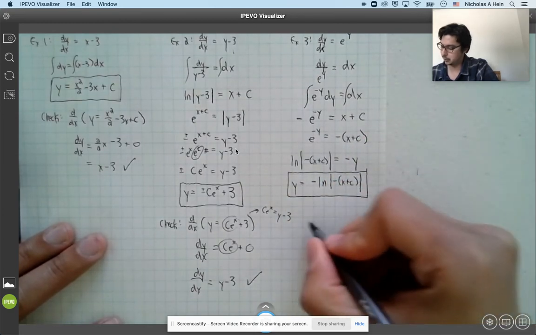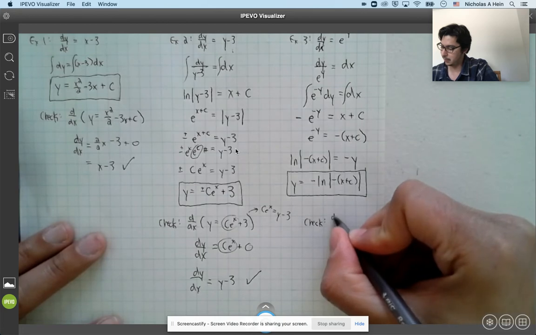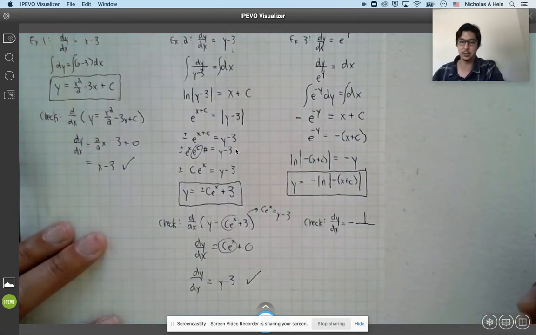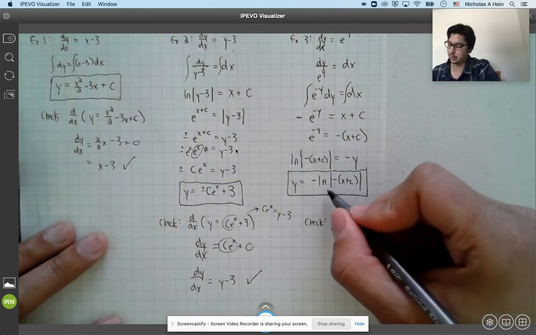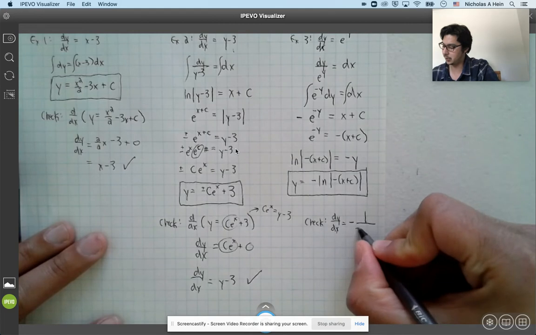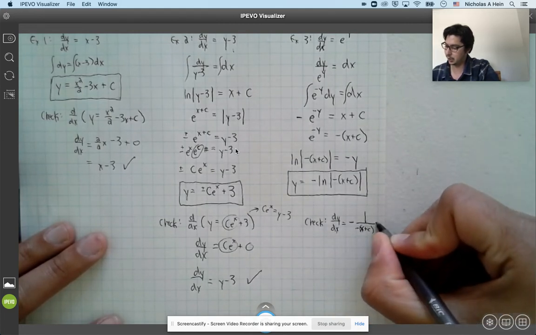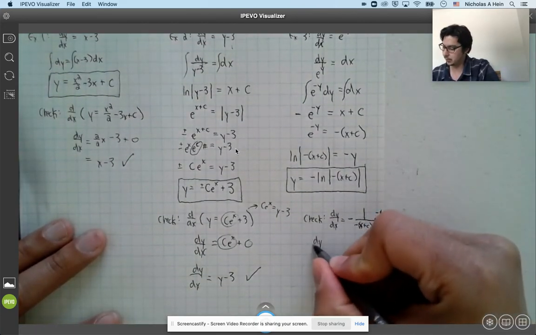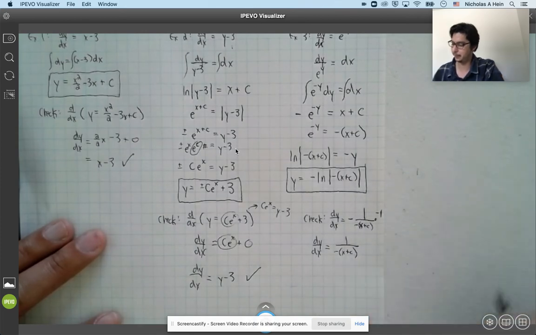Checking this one. Taking the derivative of both sides, we'd have dy dx is going to equal negative, and the derivative of a natural log is 1 over the function itself, times the derivative of the function. So then we'd have a negative x plus c, and because of chain rule, we'd have a negative 1 there. So rewriting this, we'd have dy dx equals 1 over negative x plus c.